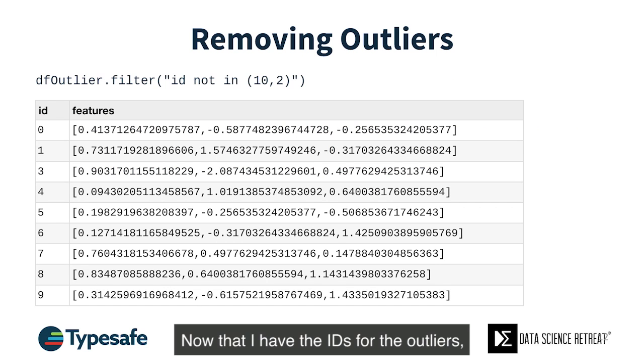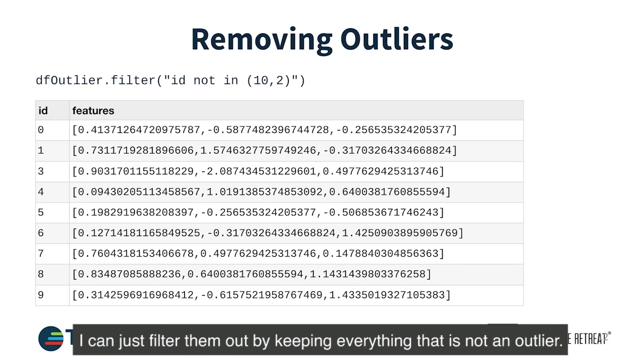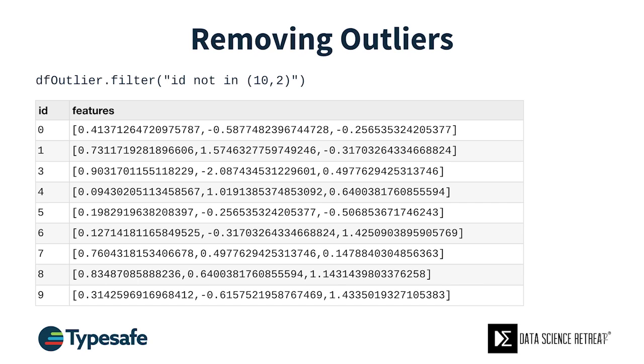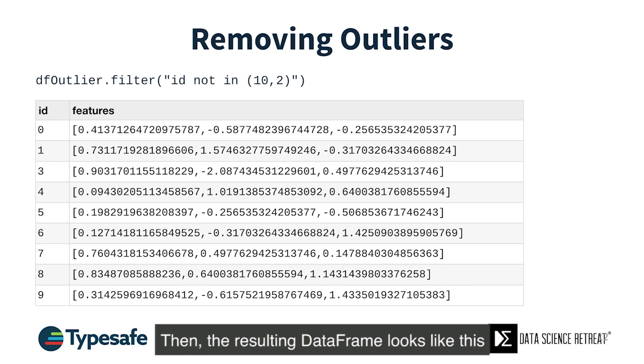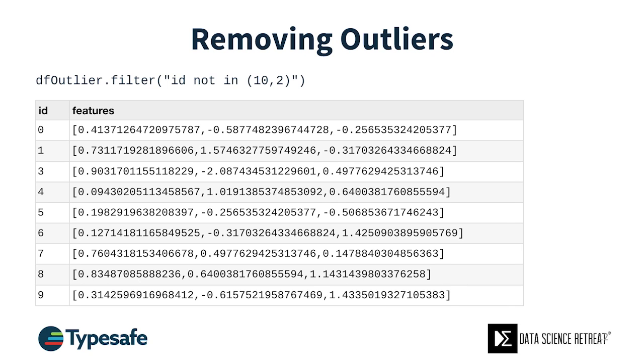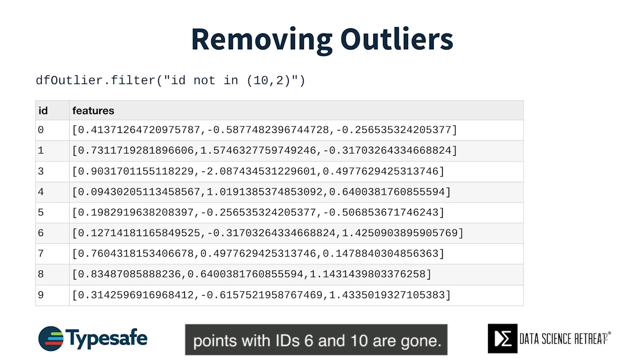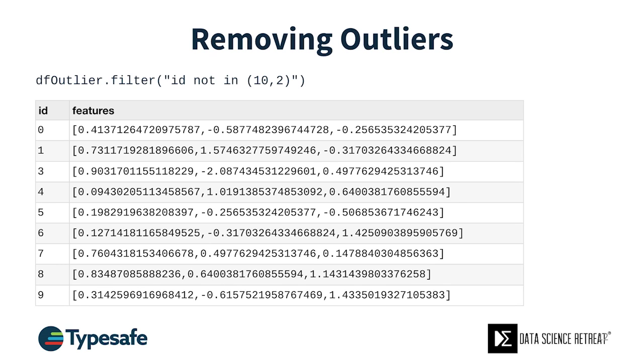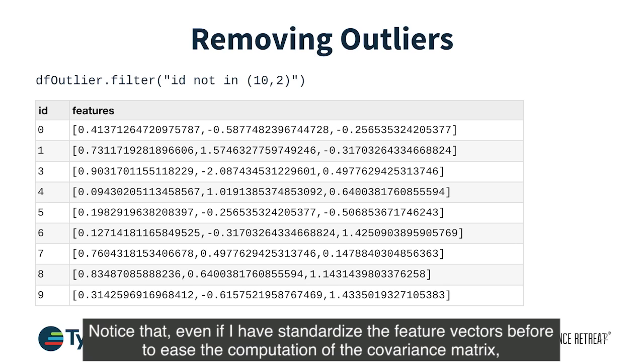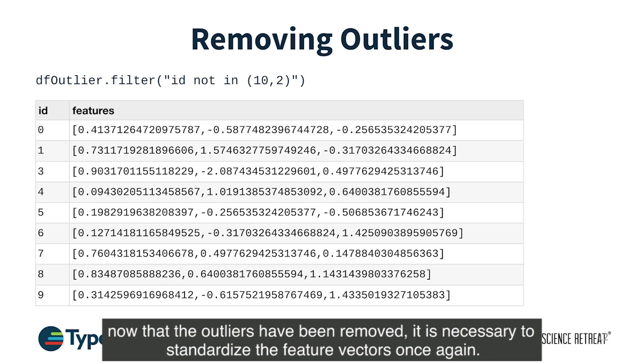Now that I have the IDs for the outliers, I can just filter them out by keeping everything that is not an outlier. Then the resulting data frame looks like this. Points with IDs 2 and 10 are gone. Notice that even if I have standardized the feature vectors before to ease the computation of the covariance matrix, now that the outliers have been removed, it is necessary to standardize the feature vectors once again.